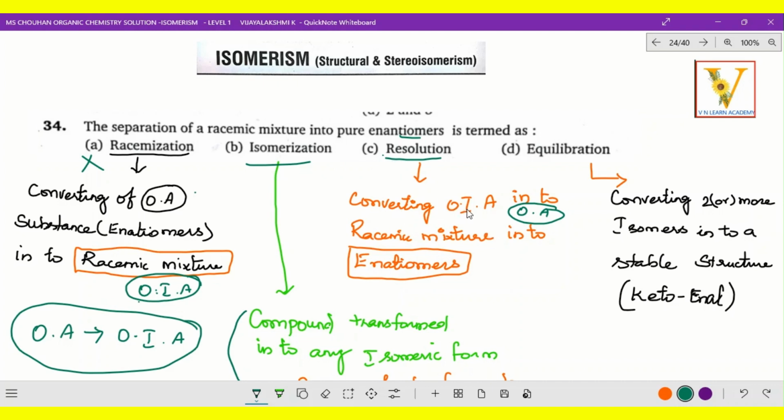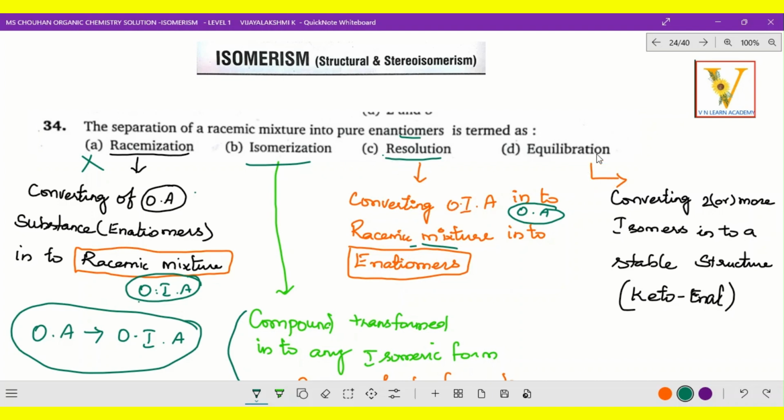So optically inactive, what is it? Racemic mixture. So racemic mixture converted into enantiomers. Enantiomers are optically active. So optically inactive into enantiomers, that is, racemic mixture into enantiomers, is called resolution. I hope you got that idea. You want to be in IIT, that means you are going from basic to IIT. So racemic mixture into enantiomers is called resolution. I hope you got that clarity.